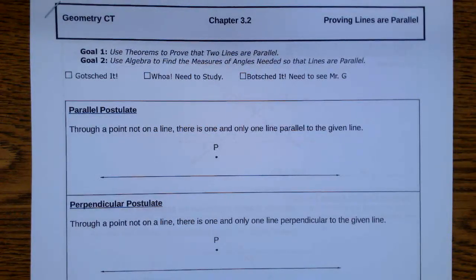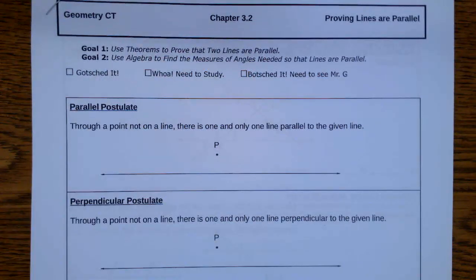All right, ladies and gentlemen, we are going to get diving into chapter 3.2, which is proving lines are parallel. If you take a look at our goals for today, goal number 1 is to use theorems to prove that two lines are parallel, and goal number 2 is to use algebra to find the measures of angles needed so that the lines are parallel.